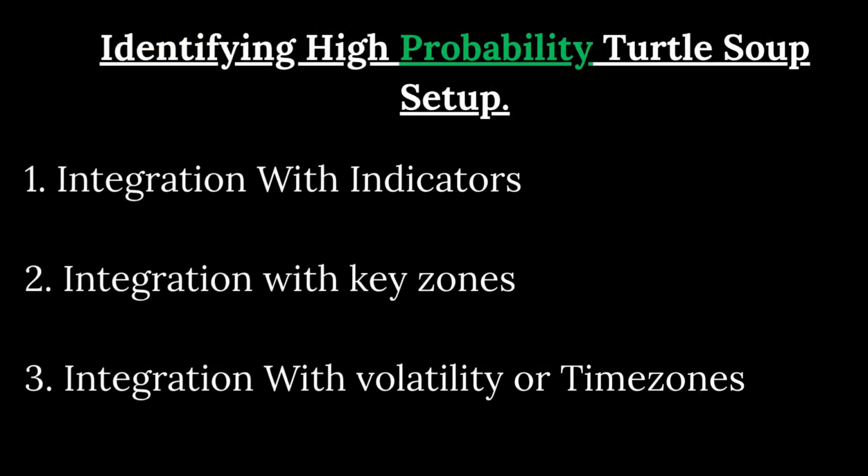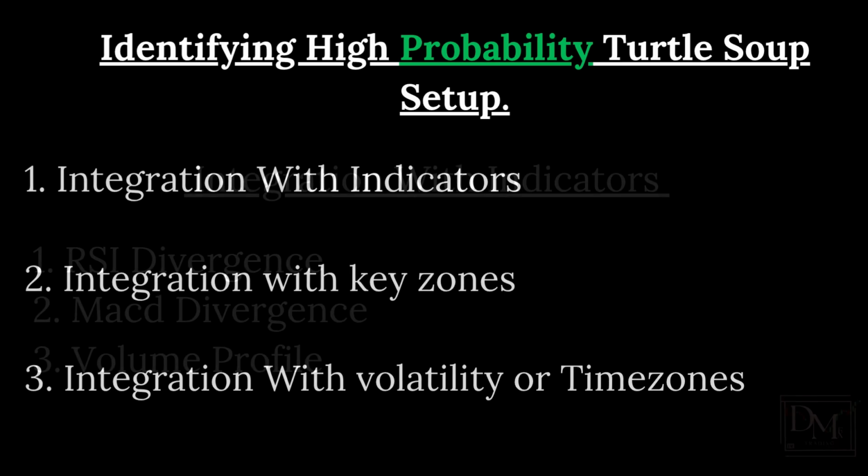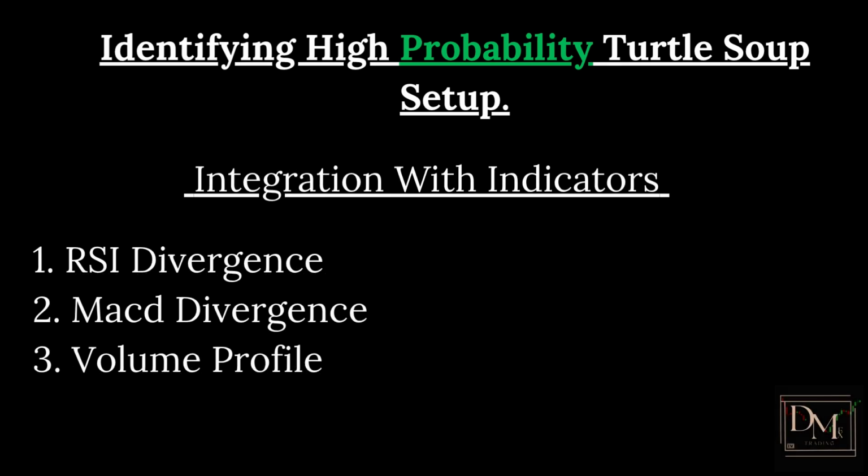So, how do we identify high probability setups? It starts by adding strong confluences to increase the quality of every trade being taken. The first method is integration with indicators, such as RSI divergence, MACD divergence, and volume analysis. For this video, we'll focus on RSI divergence.